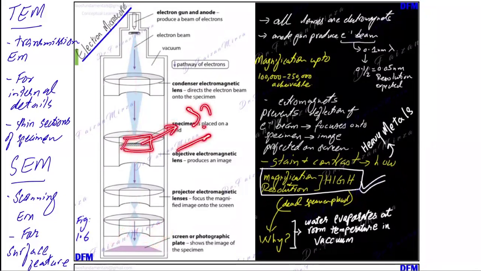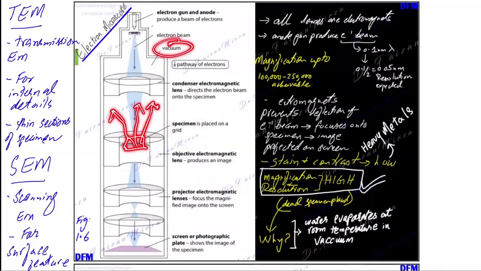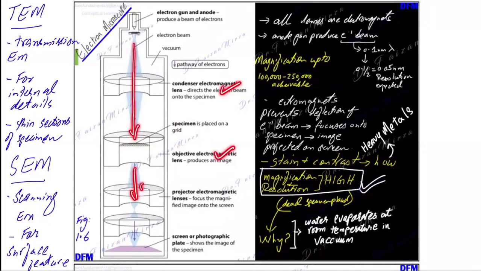Now, why do we use a dehydrated sample? Because in a vacuum, water evaporates at room temperature. If you kept a living specimen here with a vacuum inside, all the water in the specimen would fog up the entire electron microscope. A lot of mist would be created, and it would deflect the electron beam in some random direction, which you obviously cannot allow. The electron beam must pass straight through the specimen. That's why you use electromagnetic lenses, so that the electron beam travels in a straight path.